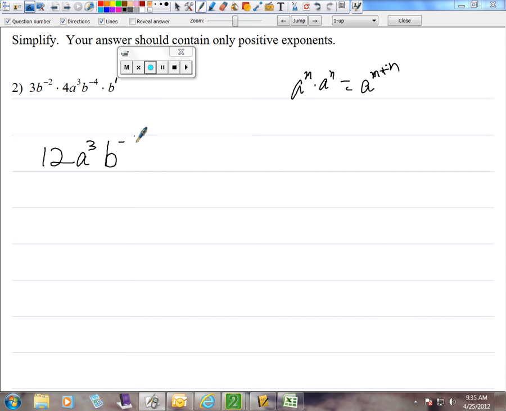Now if you stopped here, I'd take points off. Because what do the directions say? Well, the directions say write your answer with only positive exponents. So yes, now we would move him to the bottom and we would be finished.